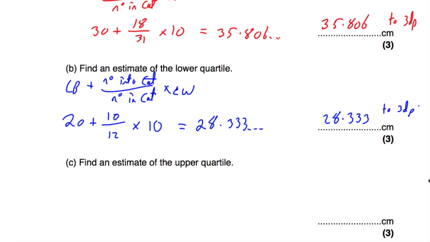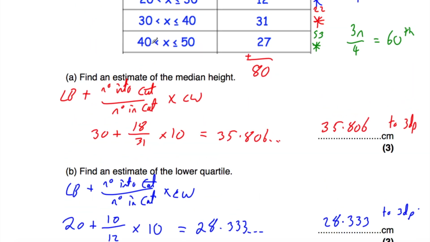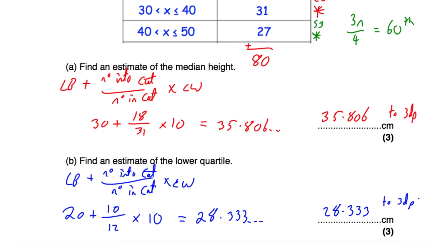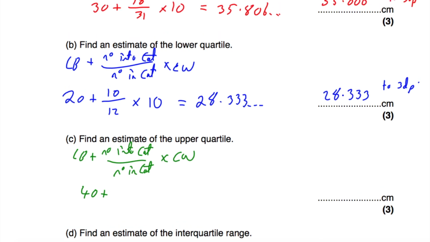So let's go down, and we're going to be using the interpolation formula again. So it's going to be lower bound plus the number into the category, over the number in the category, so the fraction of the way through that class interval, times the class width. Okay, so for this last class interval, the lower bound is 40, so it's going to be 40 plus the number into category, so the fraction of the way through the group.